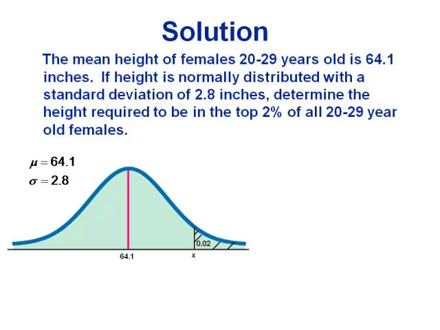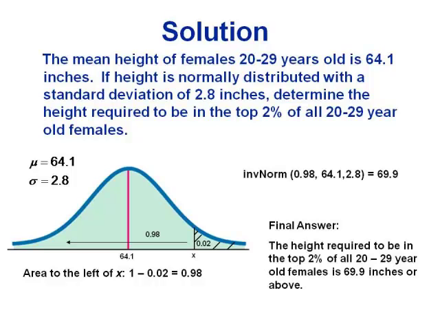Well, in this case, inverse norm doesn't go that direction, so I need to figure out, if that's the case, how much is to the left. If I have 2% to the right, that leaves 98% to the left, and so that's what I actually need to put into the calculator. So I'm going to put in inverse norm 0.98 with the mean and the standard deviation that we were given, and I'm going to round to 1 decimal place because that's what the mean and the standard deviation were given to me as. So that comes out to 69.9. So the top 2% for 20 to 29-year-old females would be 69.9 inches and up.